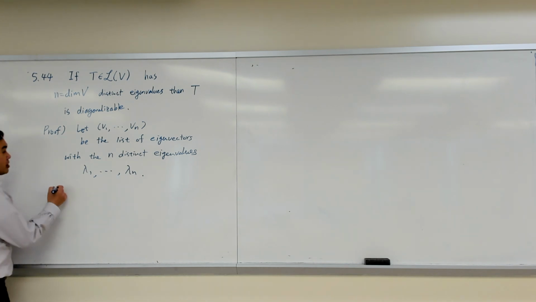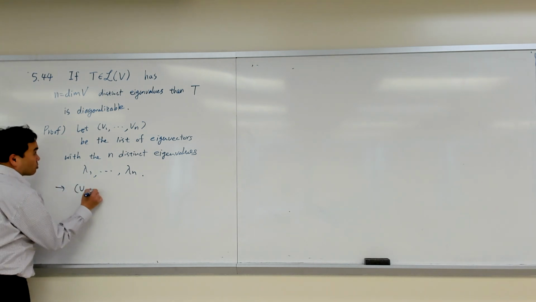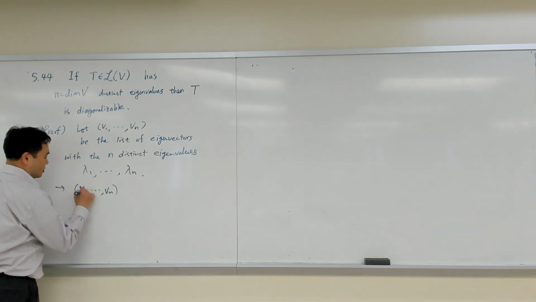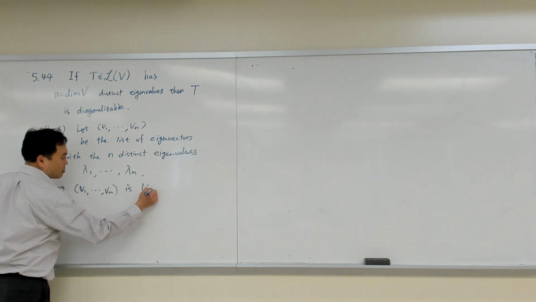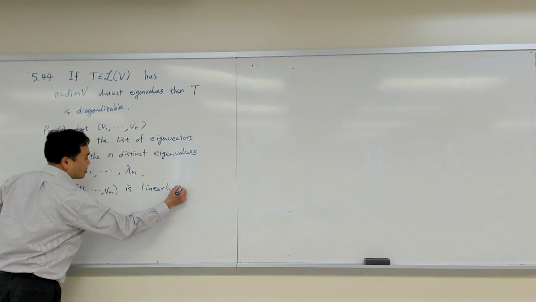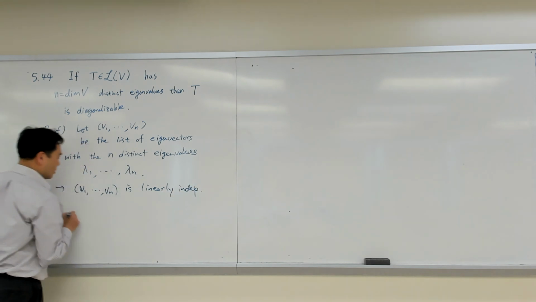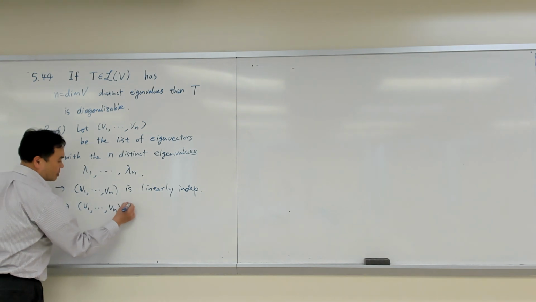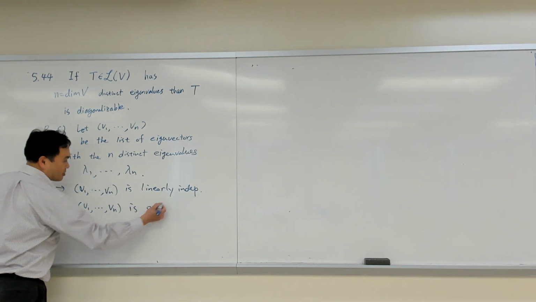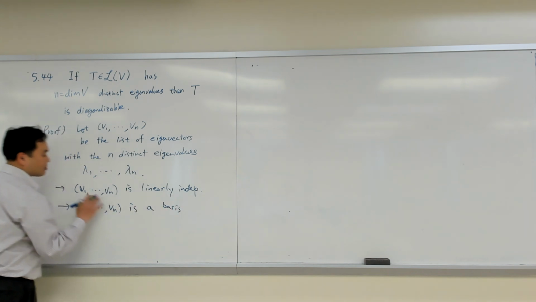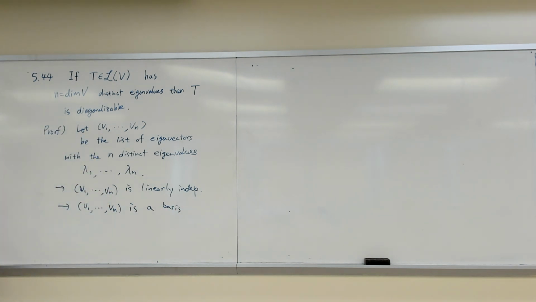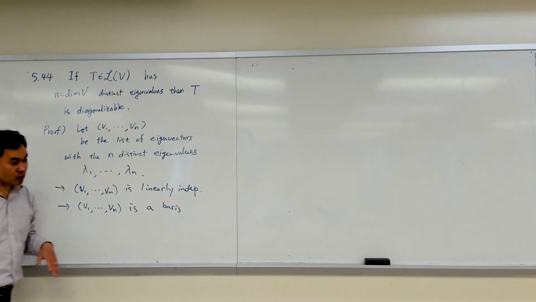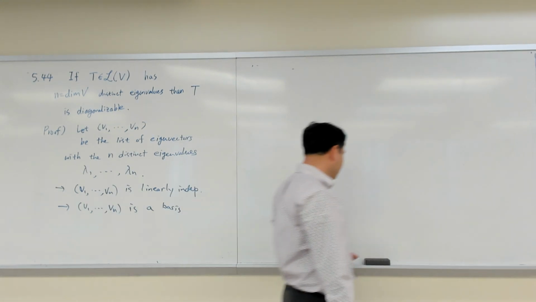But that would mean that V1 through Vn is linearly independent. So that would mean that V1 through Vn is a basis because it has the same length as the dimension. Okay? But that's property B in the previous one. And that's equivalent to saying that it's diagonalizable. So it's done.